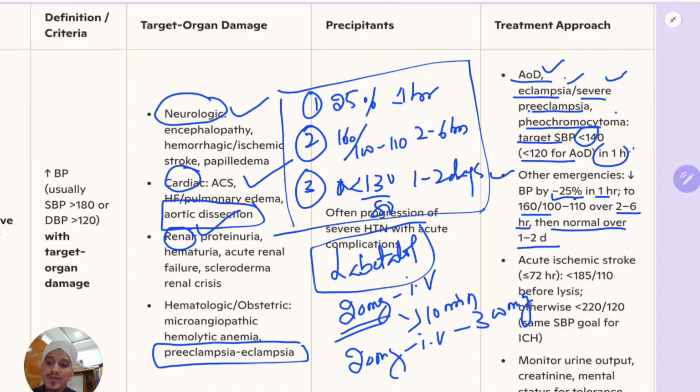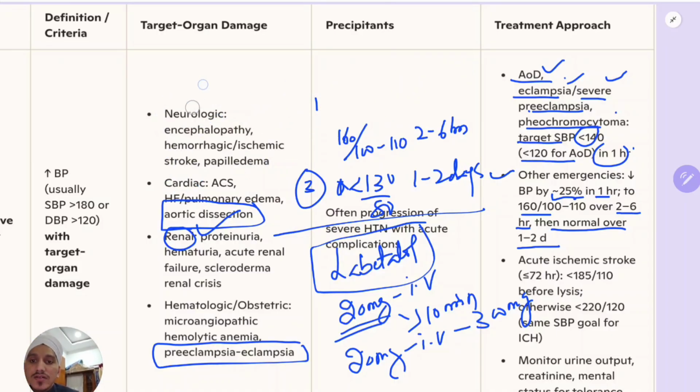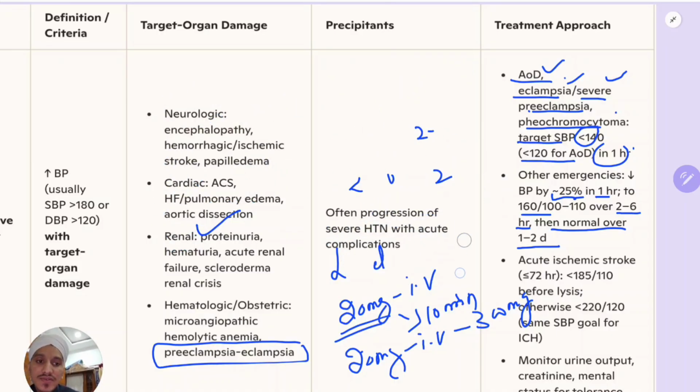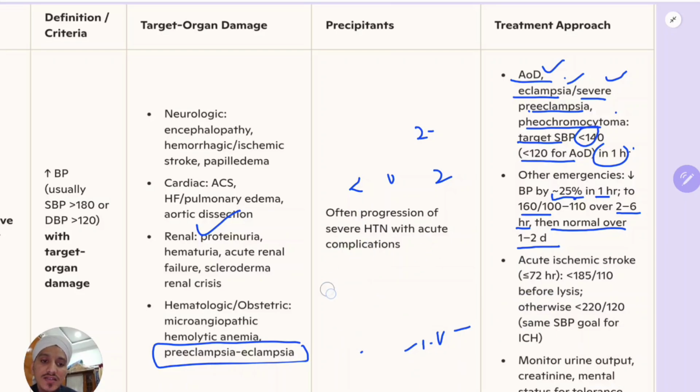In 1 hour you should bring the BP to less than 120 in aortic dissection, and in preeclampsia and eclampsia you should bring it to less than 140 systolic in 1 hour. Other emergencies: 25% in 1 hour, then 160 by 110 to 160 by 100 to 110 in 2 to 6 hours, and normal in 1 to 2 days. So that's the target.